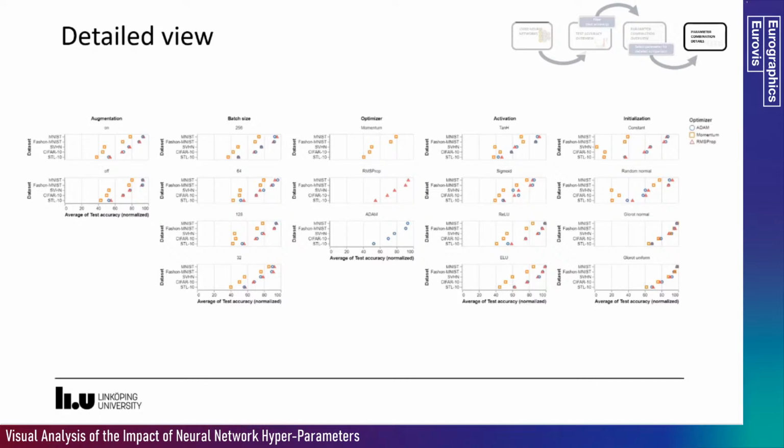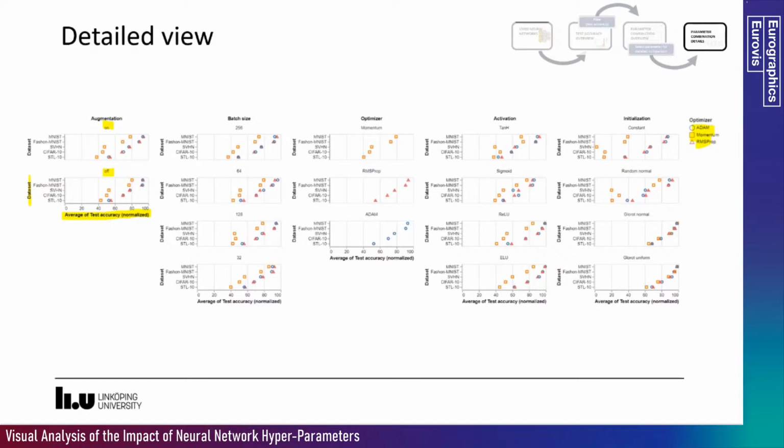Here, each parameter is split by its option, such as on and off for augmentation, which results in one plot per option. Test accuracy is depicted on the horizontal axis and the selected primary parameter on the vertical axis. The secondary parameter is encoded as shape and color, and its mark represents the average test accuracy of the current model selection. In this way, we can analyze how the test accuracy varies for multidimensional parameter combinations using spatial juxtaposition.